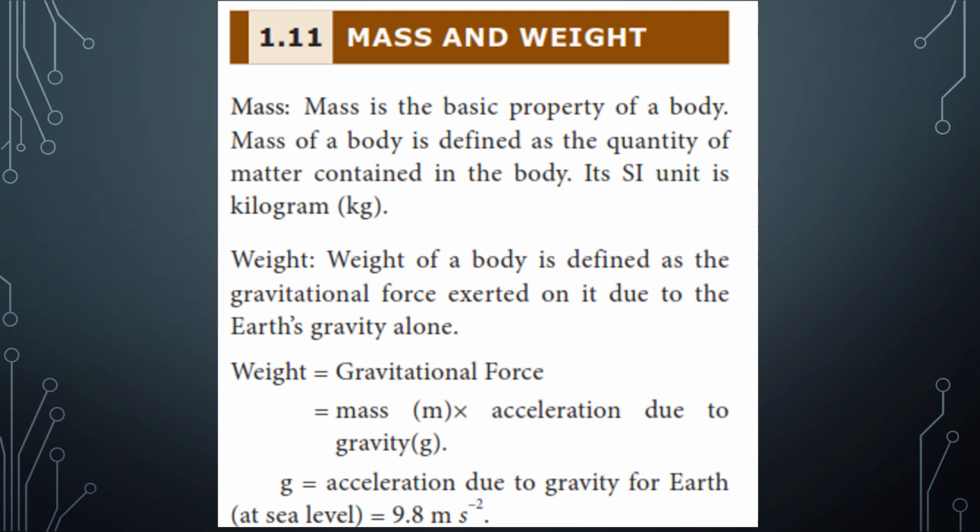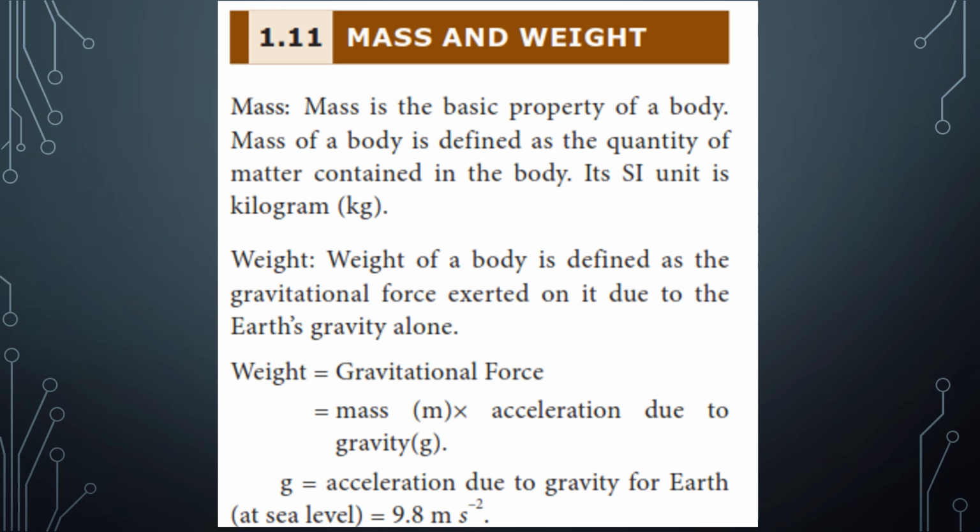g is equal to the acceleration due to gravity for Earth at sea level, which is equal to 9.8 meter per second squared. Weight is a vector quantity. The direction of weight is always towards the center of the Earth. The SI unit of weight is Newton. Weight of a body varies from one place to another place on the Earth. Since it depends on the acceleration due to gravity of the Earth, g, the weight of the body is more at the pole than at the equatorial region.